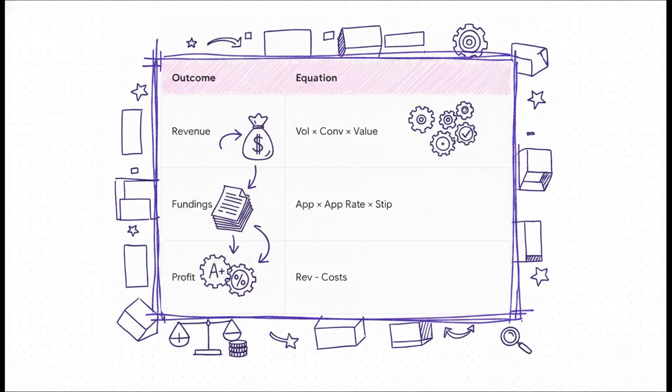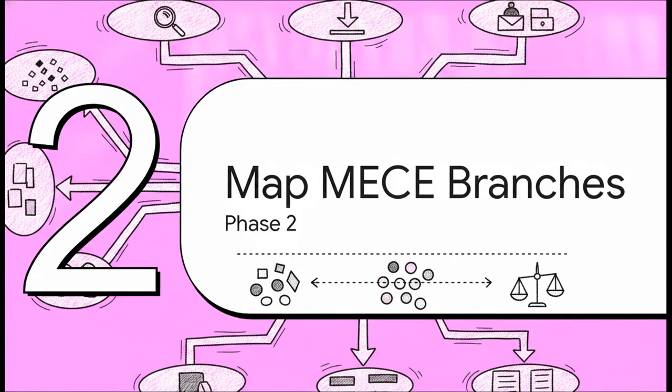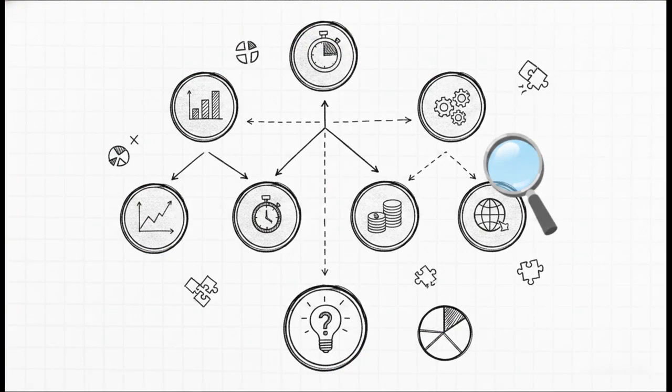The big takeaway here, if you can't look at your problem and find the causal equation that governs it, you simply don't understand the system yet. You've got to map the math before you map the solution. Phase 2, mapping the MEIS branches. Now, this is where we make our first clean, precise cut into the data to separate the drivers.